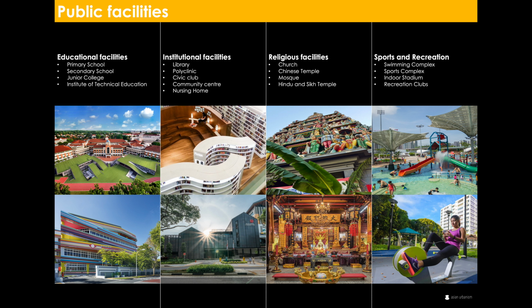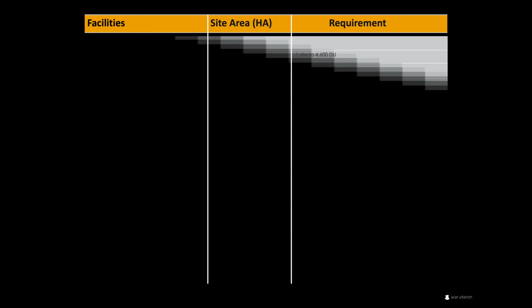The planning requirements for these public facilities are regulated by the government agency Housing and Development Board, also known as HDB. In general, the provision of these facilities is determined based on the distance and number of dwelling units or populations. Here are some examples of the requirements.